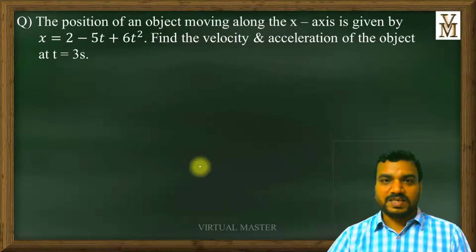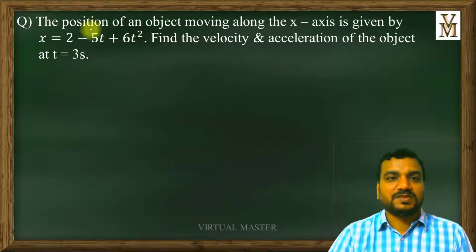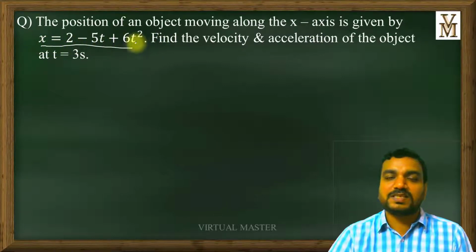Now let us solve our next question. The position of an object moving along the x-axis is given by x = 2 − 5t + 6t². Find the velocity and acceleration of the object at t = 3 seconds.